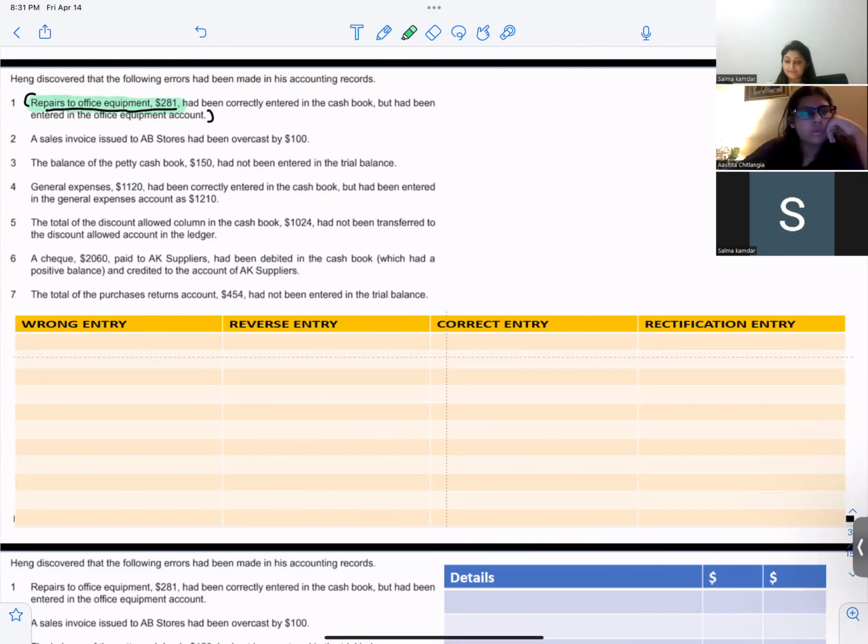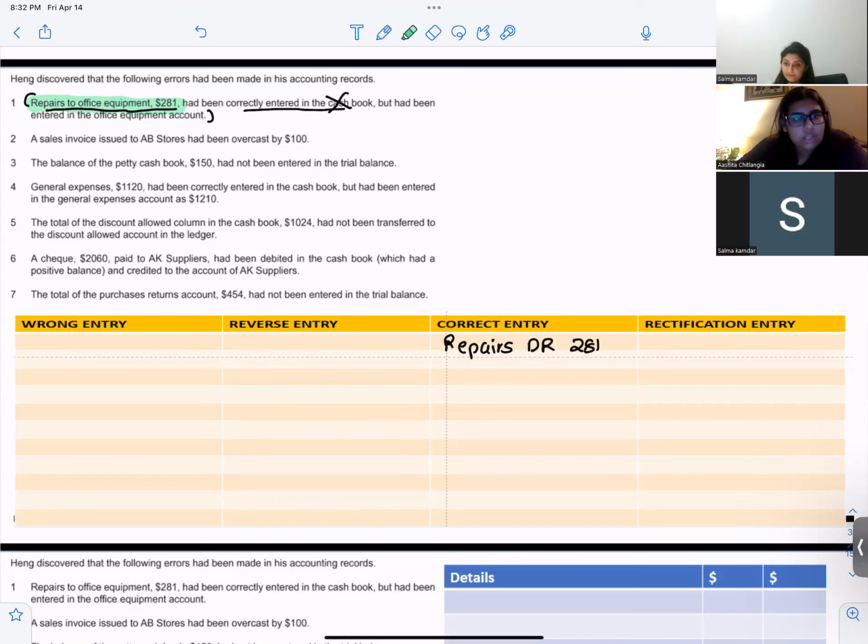Repairs to office equipment. So repairs is going to be debited, and it is correctly entered in the cash book. That means you don't have to do anything with the cash book. So what will you write in the correct entry? You will write repairs debited.